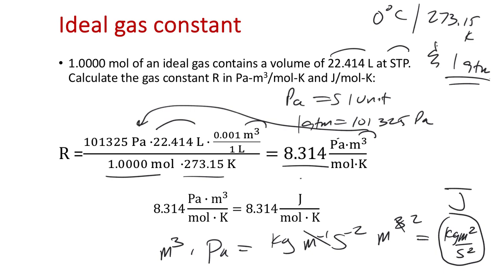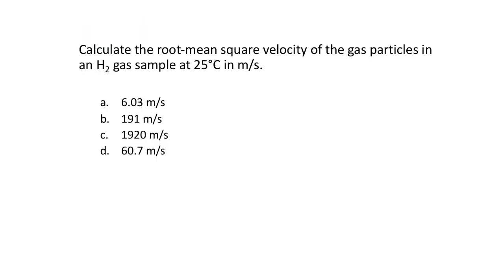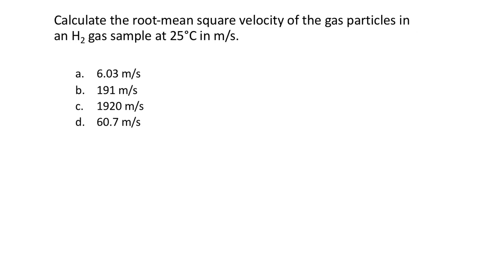But hopefully what you can see here is that the underlying units of joules are meter squared per second squared. And that's where ultimately meters per second is going to fall out of this equation when we're trying to calculate a root mean square velocity using this set of constants for R. So let's try to calculate the root mean square velocity of the gas particles in an H2 gas sample at 25 degrees C in meters per second.